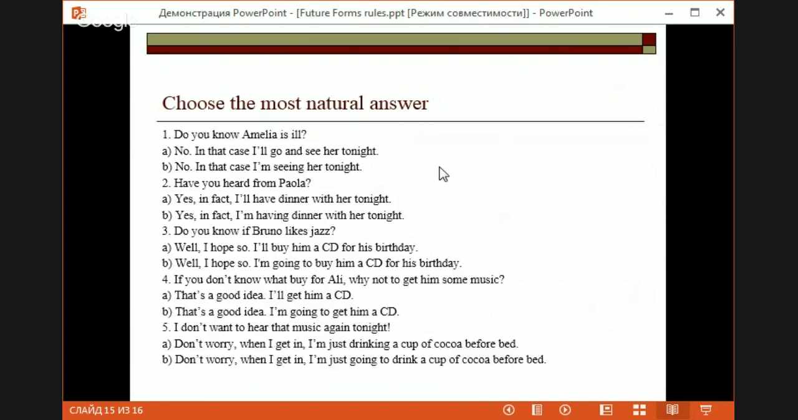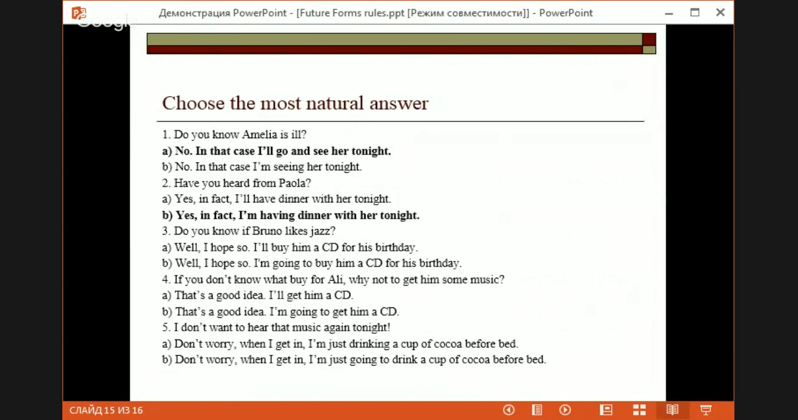So the first one, do you know Amelia is ill? The answer is no. In that case, I'll go and see her. This is a spontaneous decision. Well, I have already shown you the second one. So have you heard from Paula? Yes, in fact, I'm having dinner with her tonight. This is arranged with Paula.